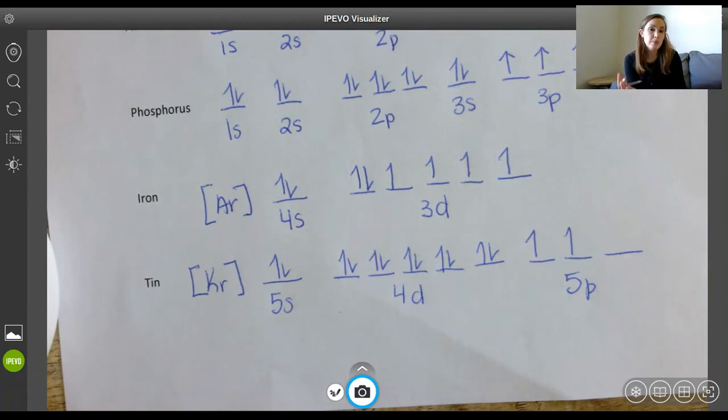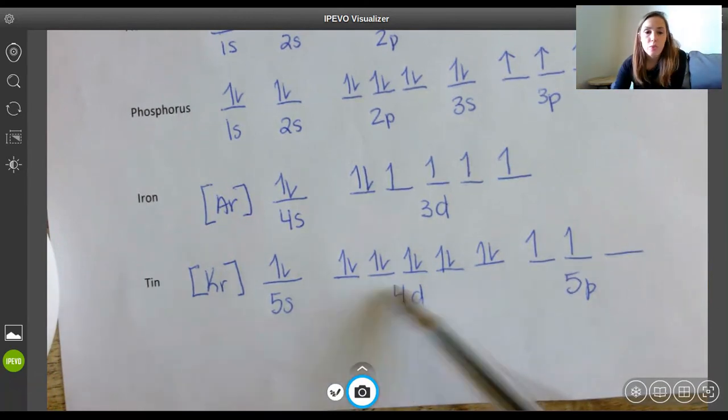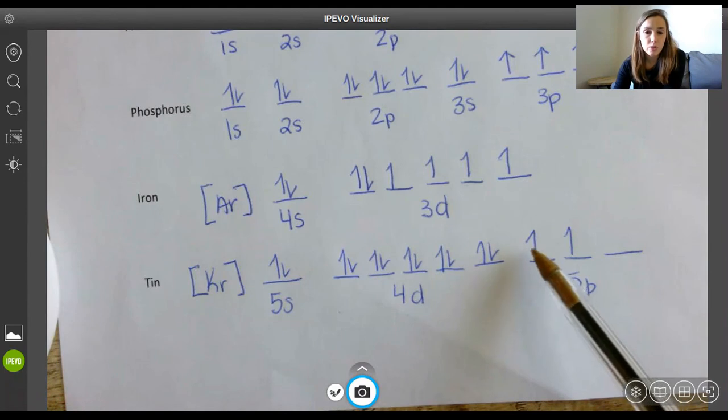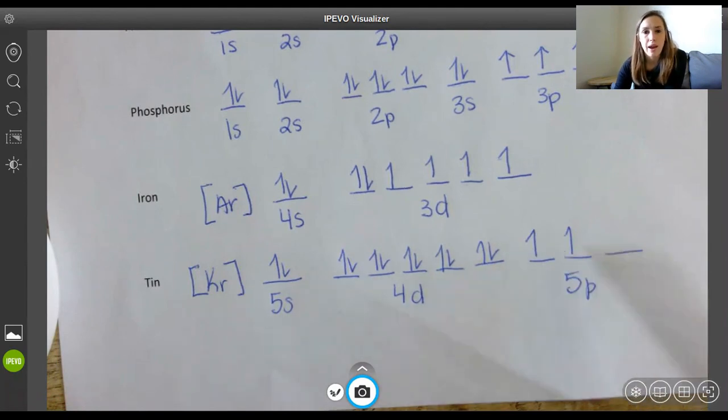Okay, so this is really just building on our electron configurations. We're just showing how they exist in our orbitals, which just gives us a little bit more detail about our electrons.